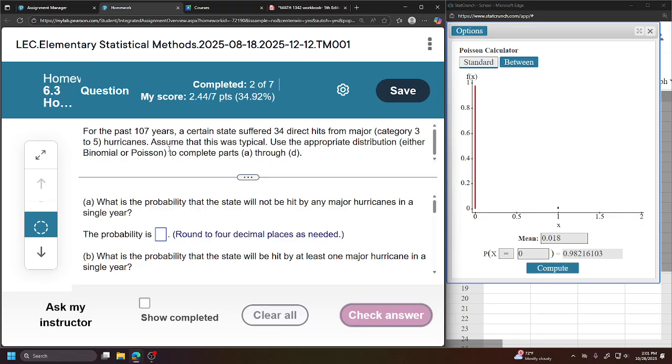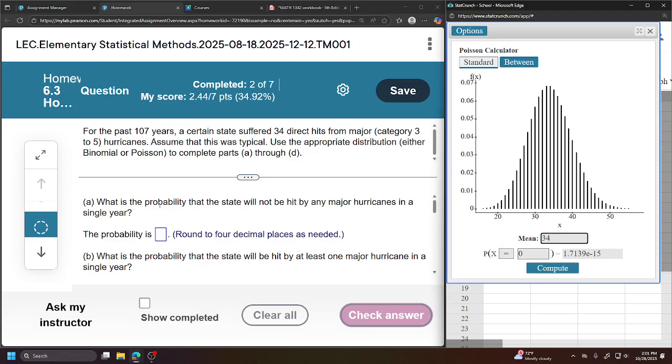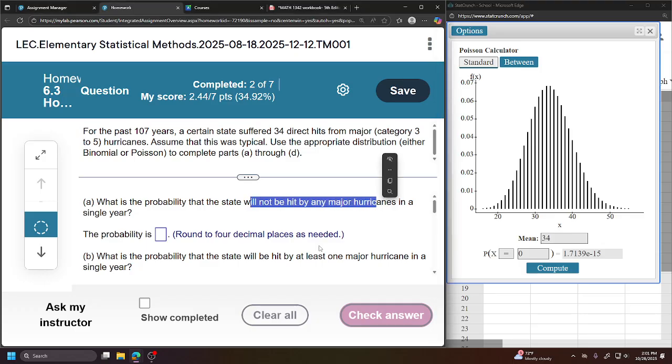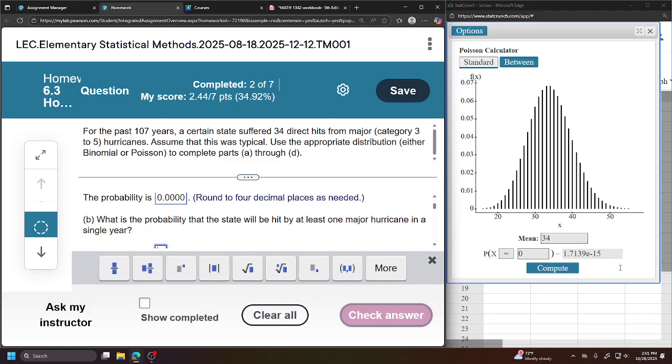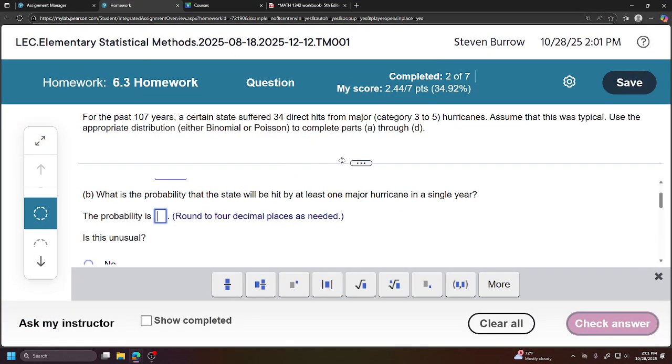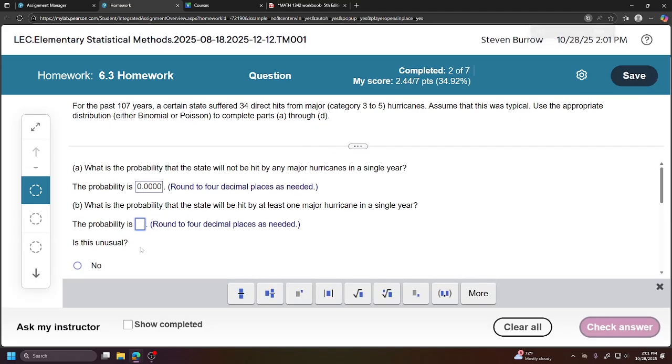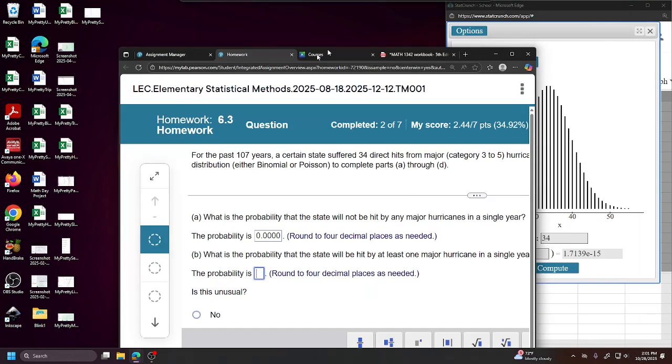Past 107 years, certain states suffered this many hurricanes. What's the probability? Okay, so I think I'm just going to put that in. So 34 is my average. What does it mean to not be hit by a hurricane? Like, how many hurricanes are we talking then? 0. 0 right there. 0. Now, it says 4 decimal places. Oh. I have to do part A. I have to do the whole thing at once? Okay, hold up. Control minus. I just want to, like, zoom out a little bit here. I put in 0, 0, 0. Did y'all see why?